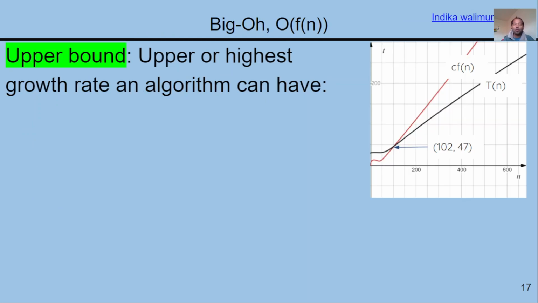All right. So let's talk about big O notation. If we have a function, this is our time cost function Tn, and there exists a function Fn which, after this point, is always above Tn. We call this kind of function an upper bound. An upper bound is the upper or highest growth rate an algorithm can have.